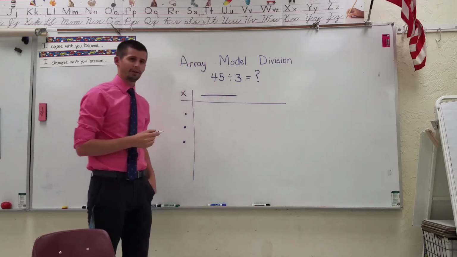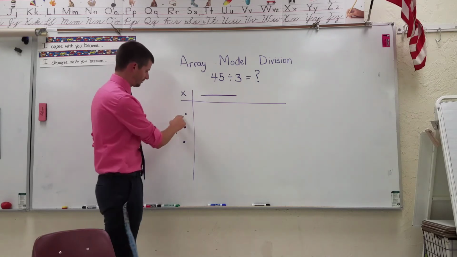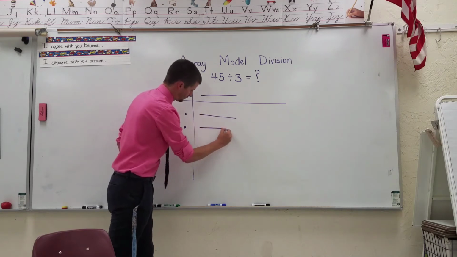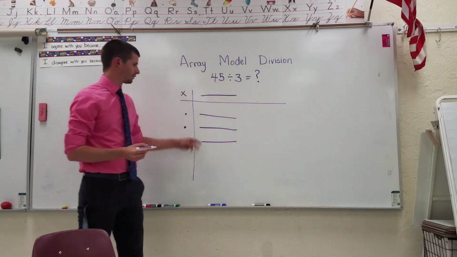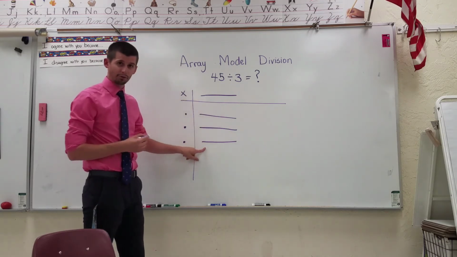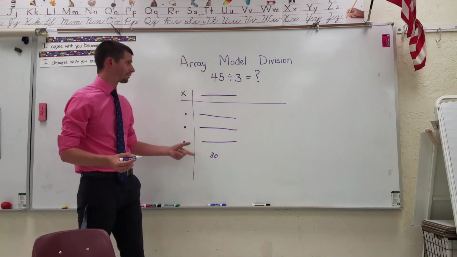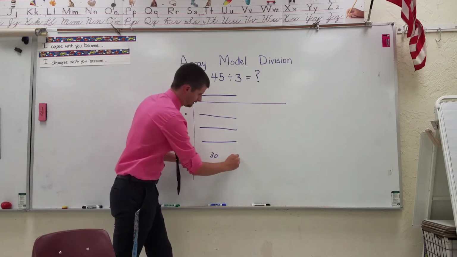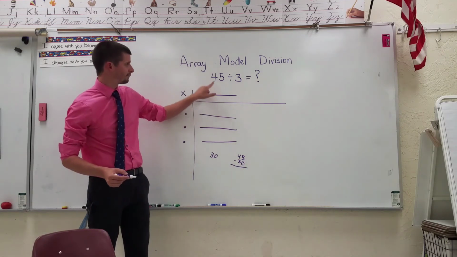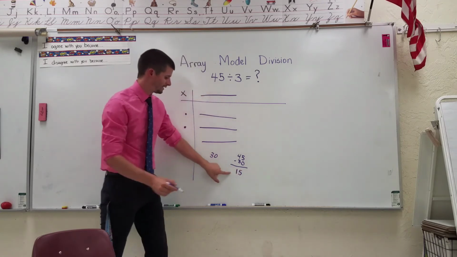So I'm going to start with a rod, which is 10. So I'm going to create my array. So I have 3 rows of 10. So I'm going to do 1, 2, 3. So I have my 3 rows of 10. Now all 3 of these rods, or 10s, that's going to be 30. So I have 30. I can take that 30 away from 45. So I have my 45, and I'm taking away 30, I end up with 15.